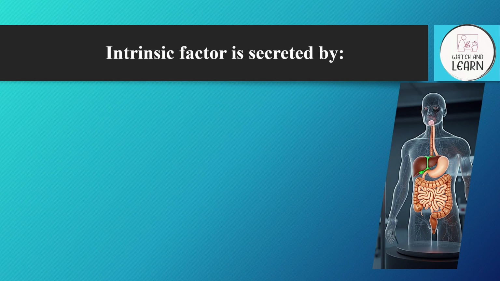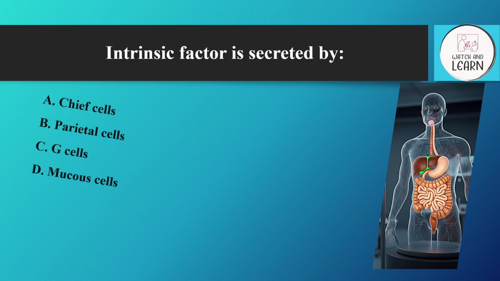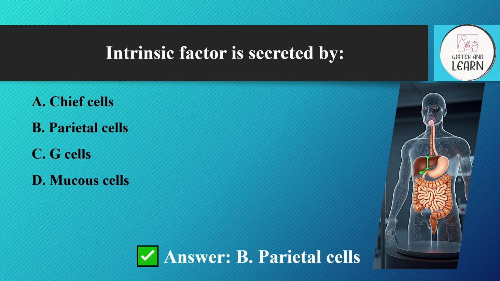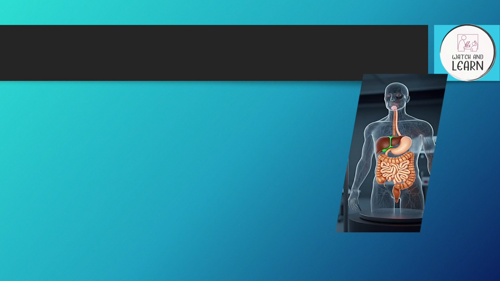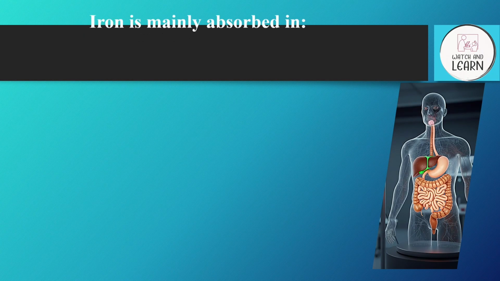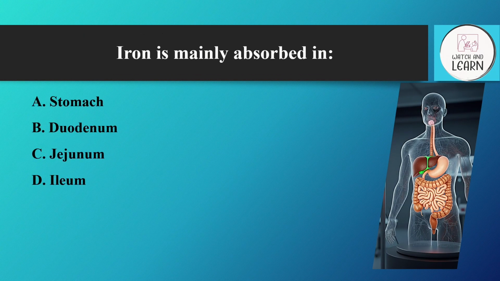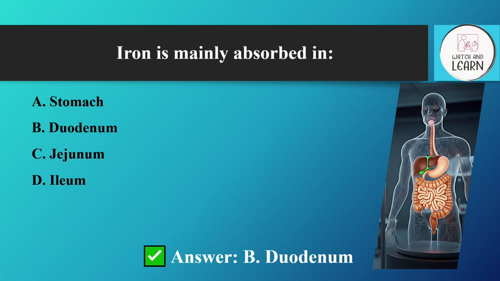Intrinsic factor is secreted by, these are the options, and the right answer is answer B, parietal cells. Iron is mainly absorbed in. These are the options, and the right answer is answer B, duodenum.